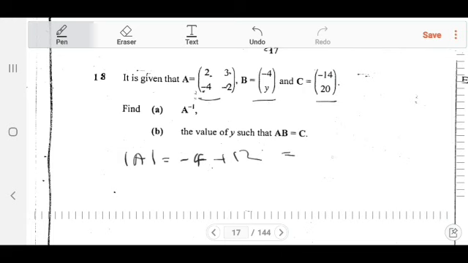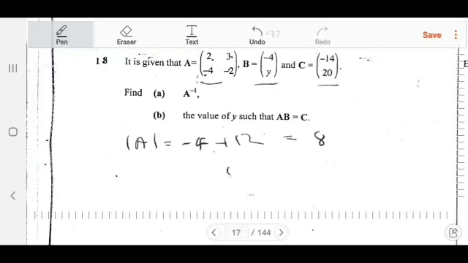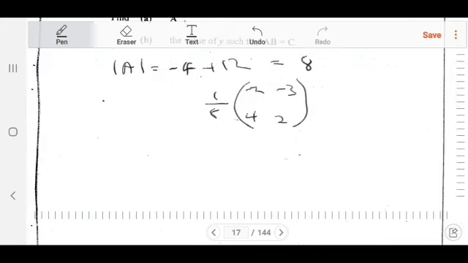Equals to 8. Then the inverse is now 1/8 of these ones, vice versa. So if -2 and 2, then this one will multiply with -1. So they are going to be what? -3 and 4. So this is our inverse.